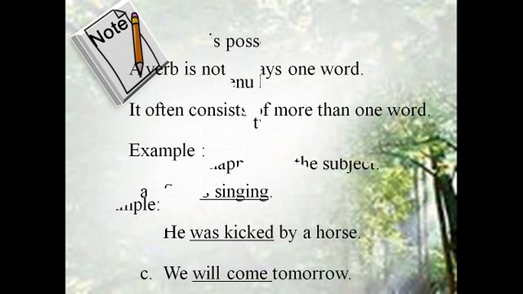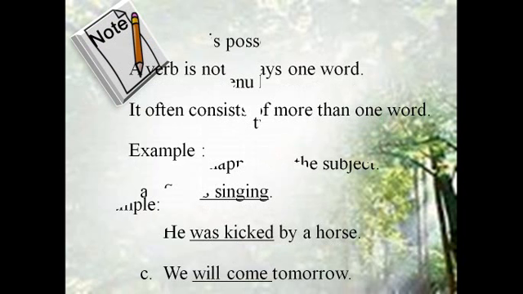Example: Sita is singing. Here, is singing is the verb. It tells that Sita is singing now. So, it is made up of two words. Let us see the next example.